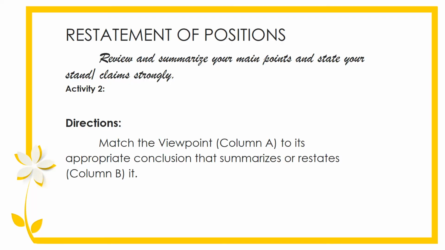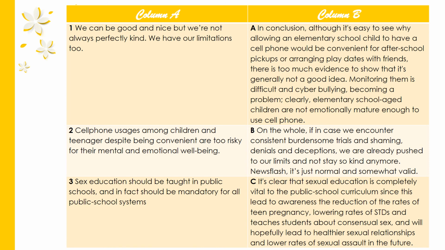Okay, let's now have this activity. So, review and summarize your main points and state your stand or claims strongly. Match the viewpoint from column A to its appropriate conclusion that summarizes or restates column B to it. Okay, so what you see in column A are the different viewpoints, and the column B contains the different conclusions. You are expected to answer this by matching the number in column A to the letters in column B. So you can just simply pause this video or do a screenshot of this in order for you to accomplish the activity later on.